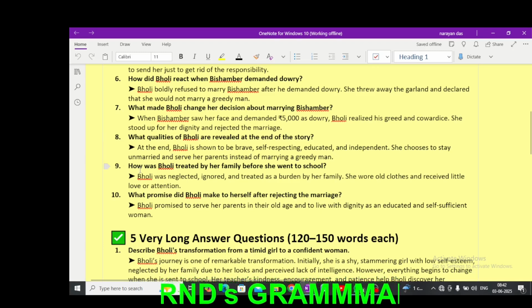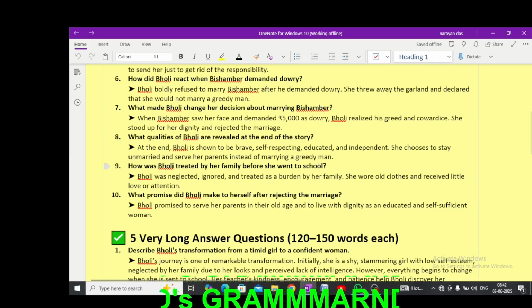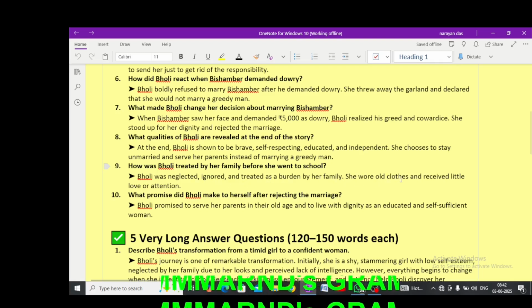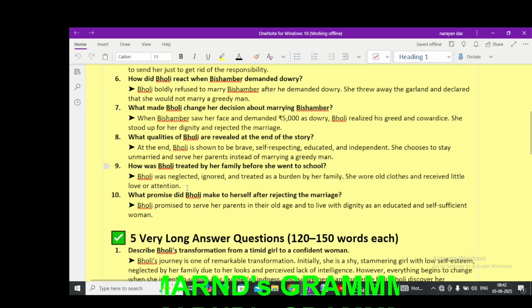Question 9. How was Bholi treated by her family before she went to school? Answer. Bholi was neglected, ignored, and treated as a burden by her family. She wore old clothes and received little love or attention.